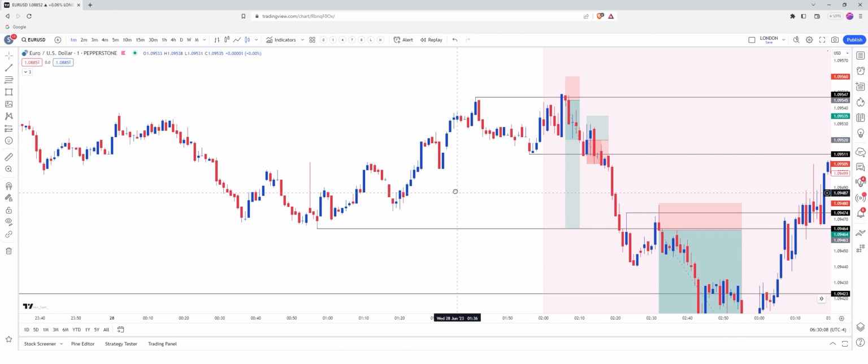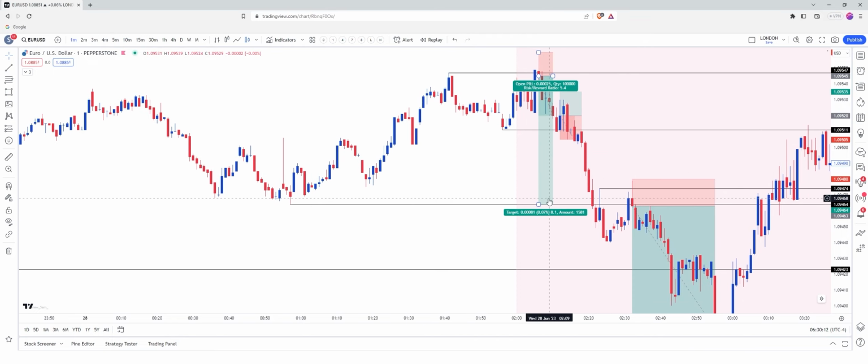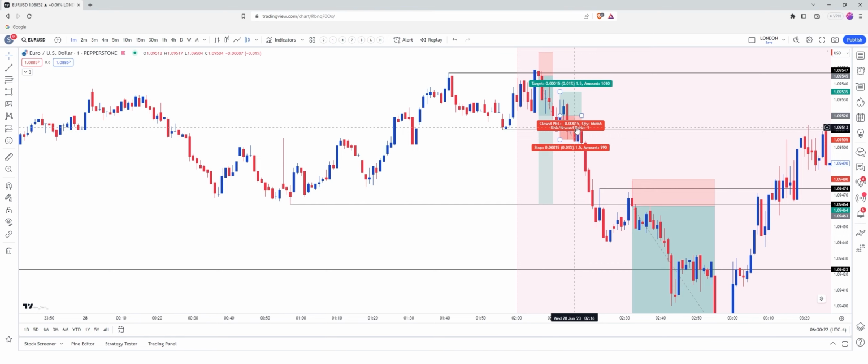One thing I didn't highlight in the initial thing is I actually didn't take this long trade because I was already in the short trade. I'm not going to start counter trending if I'm already in one trade. However, there was an entry there, so that was a legitimate entry.